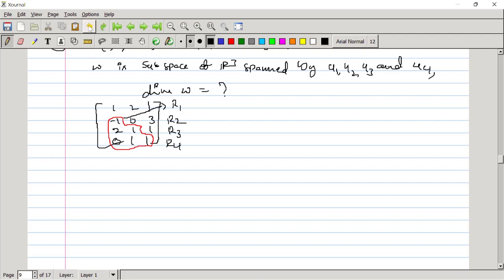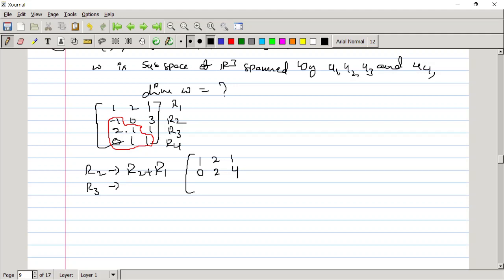That is, we are converting R2 to R2 plus R1 because the signs are different. If we add those two, the element -1 will become 0. So here the first row will remain the same, the second row will become 0, this is 2, this is 4, and here we can do another operation directly, so that we can reduce the number of calculations.